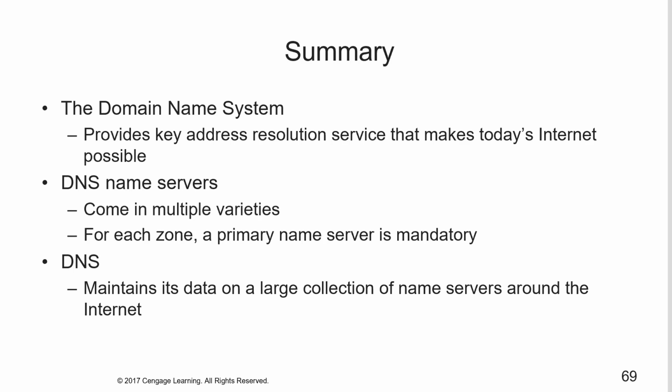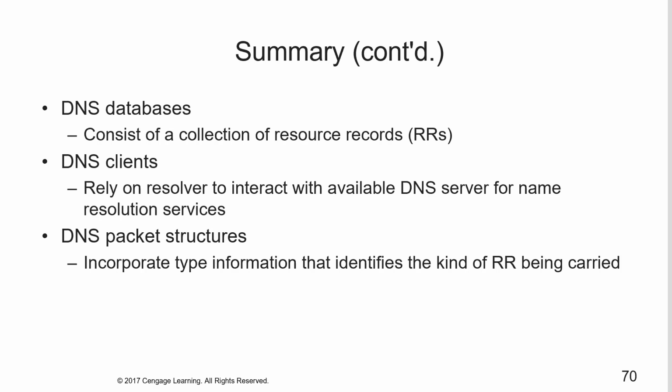All right, in summary, the domain name system gives you key address resolution services that make today's internet possible. DNS name servers come in multiple varieties. We talked about them. It can be confusing. Go over it again. Read the book. For each zone, a primary name server is mandatory. DNS maintains its data on a large collection of name servers all around the internet, all around the world. DNS databases consist of a collection of resource records.